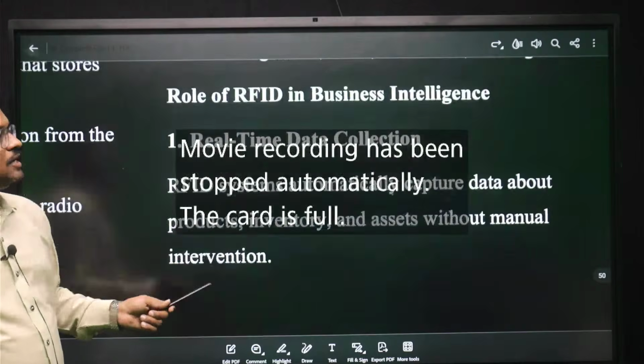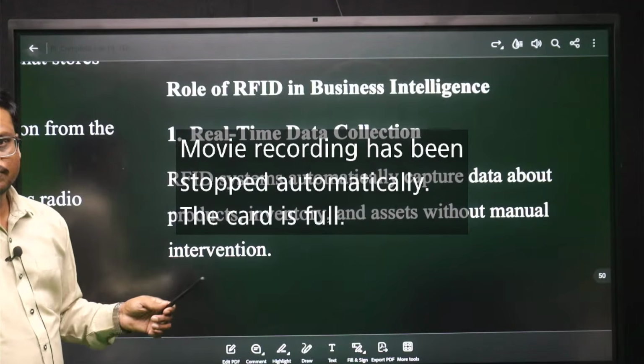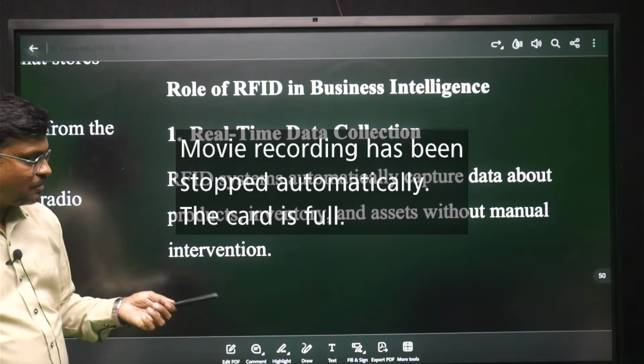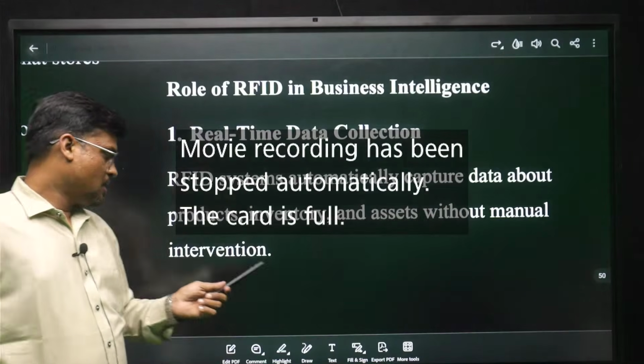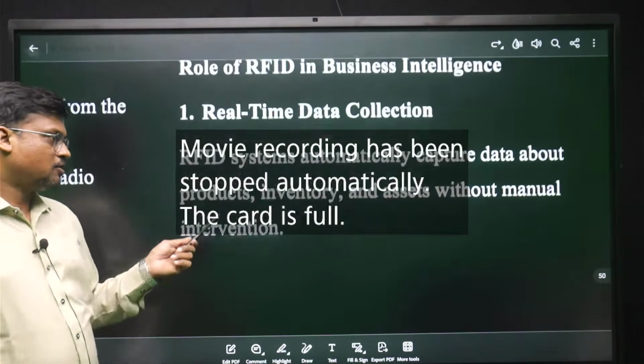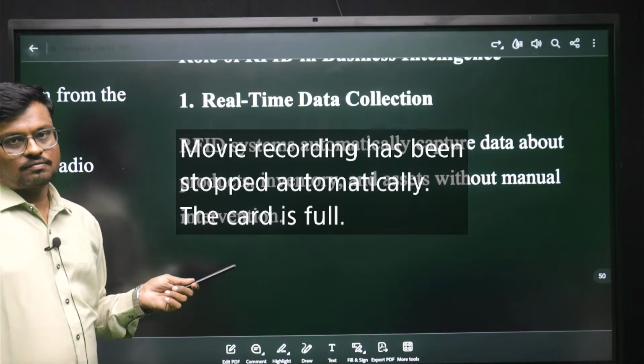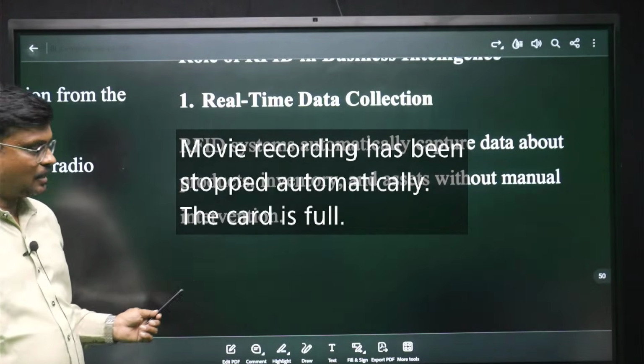Role of RFID in business intelligence. First, it is used for real-time data collection, like the availability of your inventory, products, and assets. Without any manual intervention, you will be able to capture data about that. That is your real-time data collection.